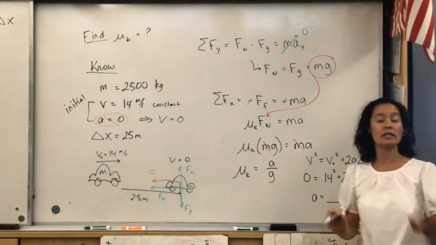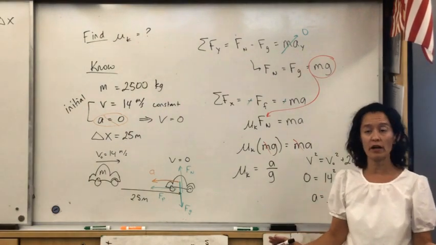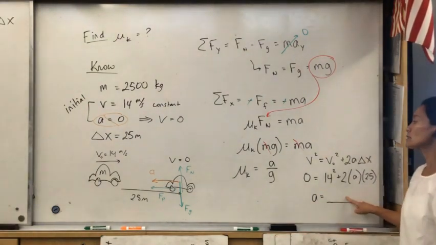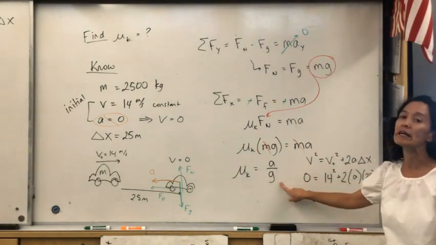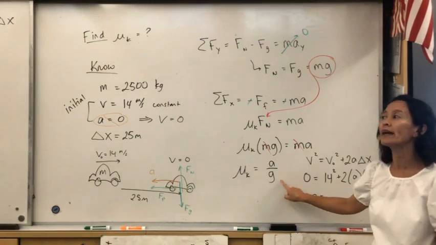So I'm going to leave it at this because I believe you have the ability to calculate what the a value is. And once you have that a value, plug it into here, divide it by 9.8, and that is your mu value. And we will go over the answer to this in class.